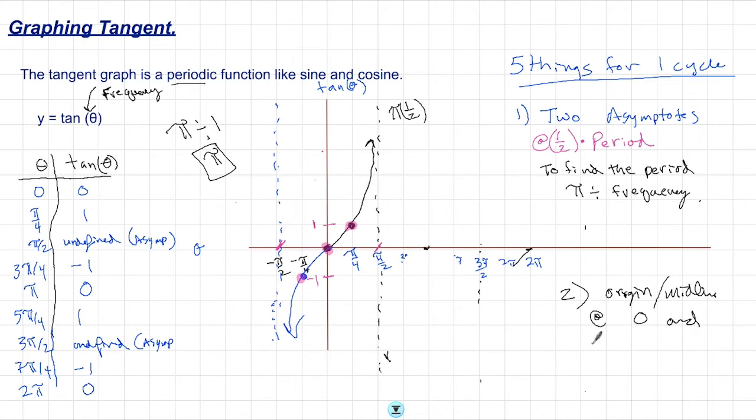And at intervals of the period. And that's why you can see it occurs at 0 or intervals of the period here. And that's why we had another one here and then another one here. These are intervals of the period, pi, 2 pi, so on and so forth. And the same thing could be true going this direction. 0, -pi, -2 pi, so on and so forth.